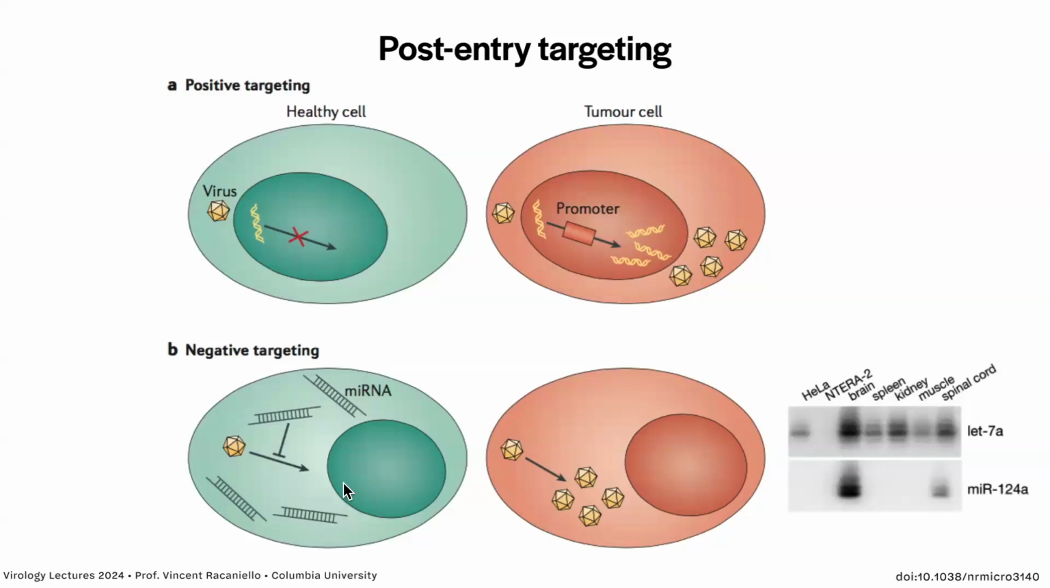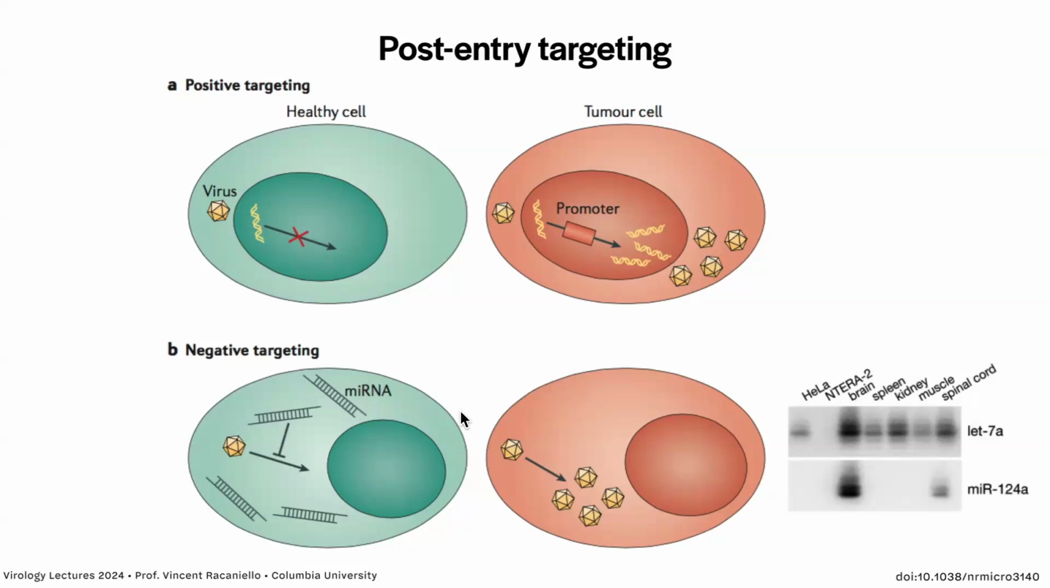We can do all kinds of post-entry targeting to make the vector tumor cell specific. Here's one we call positive targeting. We basically make a virus that has some therapeutic gene, and you'll see examples of those in a moment, under the control of a promoter that does not work in normal cells, but works only in tumor cells. So when the virus infects a healthy cell, the gene won't be transcribed, but in a tumor cell it will be, and that can contribute to cell killing.